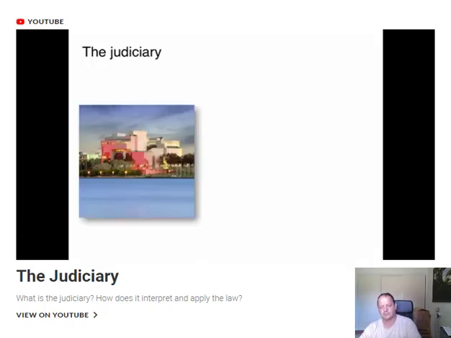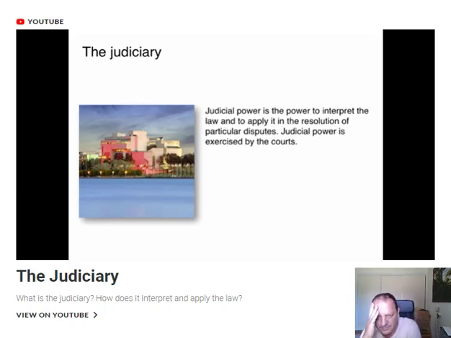The judiciary. The third arm of government is the judiciary. Judicial power is the power to interpret the law and to apply it in the resolution of particular disputes. Judicial power is exercised by the courts. It is the courts who decide whether or not a particular legal rule has been breached, and if it has been breached, what the criminal or civil consequences of that breach should be.